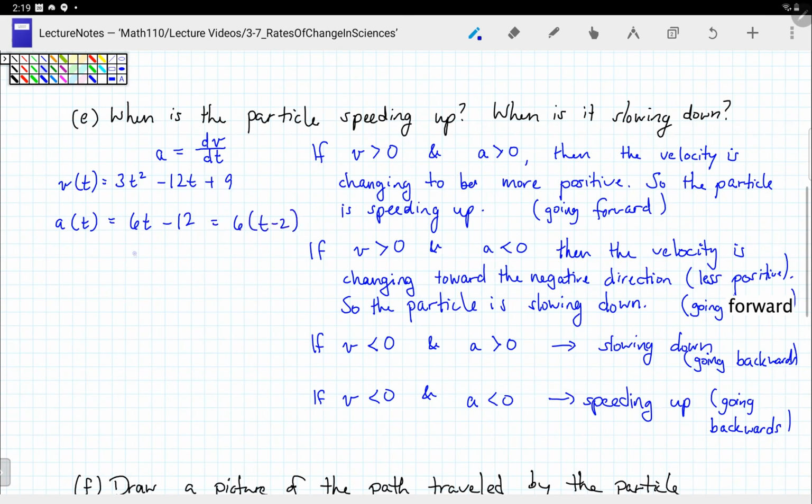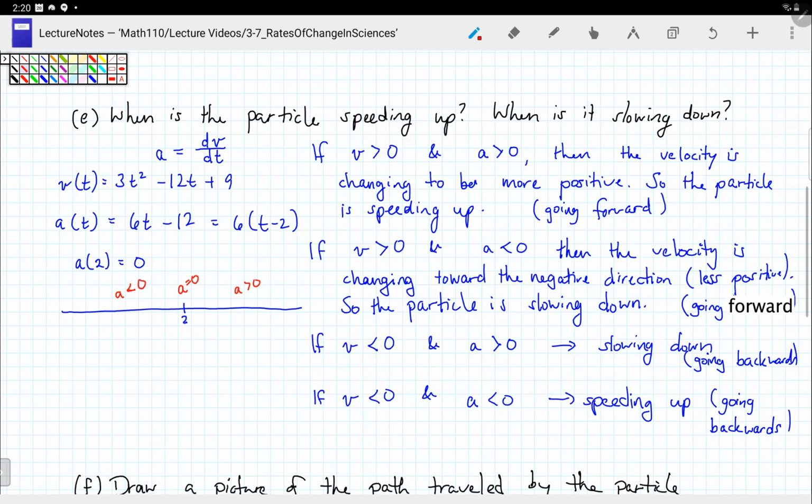So the acceleration is 0 at t equals 2, and if t is less than 2, then the acceleration is going to be negative. If t is greater than 2, then the acceleration is going to be positive. So let us put in this line. We have t equals 2. That's our break for when acceleration equals 0. And the acceleration is positive to the right of 2, and the acceleration is negative to the left of 2.